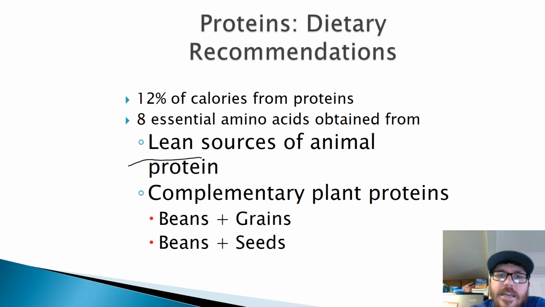But dietary recommendation is 12% of your calories should be from proteins. And that doesn't have to come from meat. This can come from plant proteins as well. Literally anything that's alive has proteins in it. Beans and other legumes are great sources of protein. And a number of grains actually have lots and lots of protein.